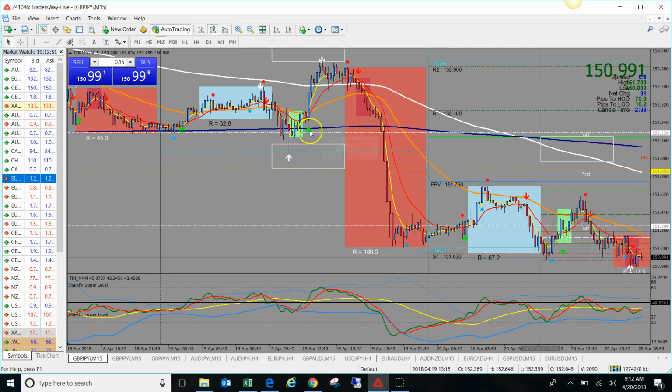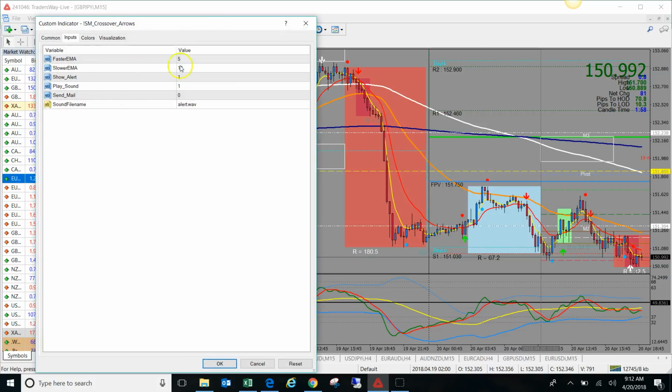And I posted this indicator here. Let me see if I can pull it up. The crossover arrows alert indicator. I did post that in the Telegram group. And so you can use this. You can set it to whatever 2 MAs you like. And once they cross, you'll get these arrows. Like you'll get the green for the buy. You get the red for the sell.